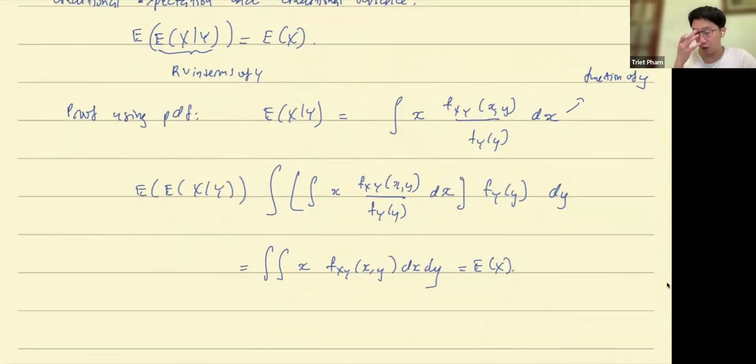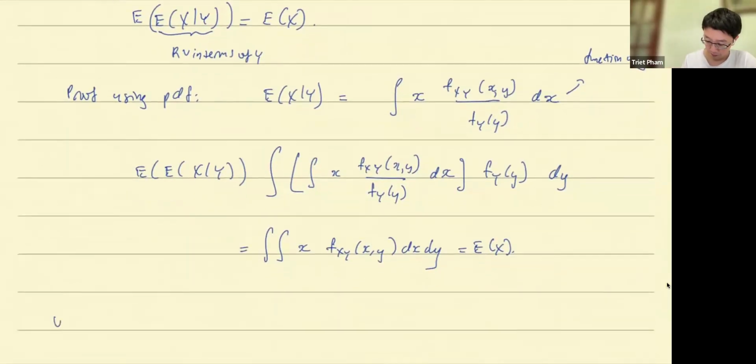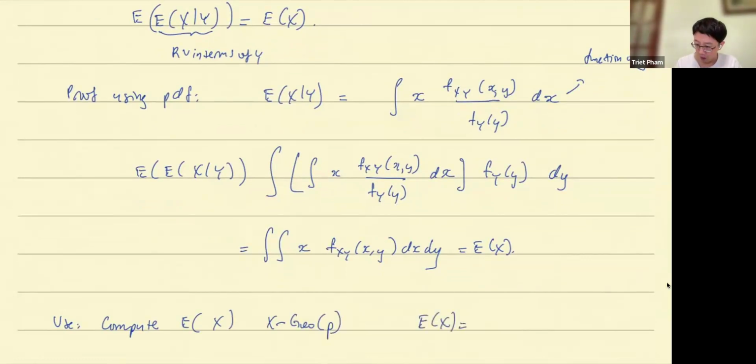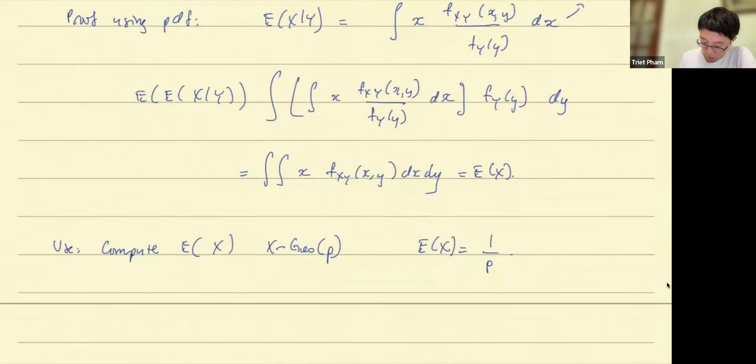Now, in terms of the use, let me show you a calculation to compute, let's say, the expectation of x, where x is a geometric random variable. Well, we know the answer is 1 over p. But instead of using a sum, let's see how we can do it using conditional expectation. So what we will condition on is the first toss.